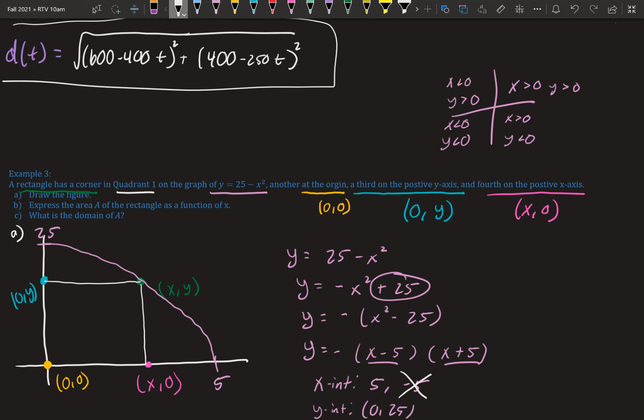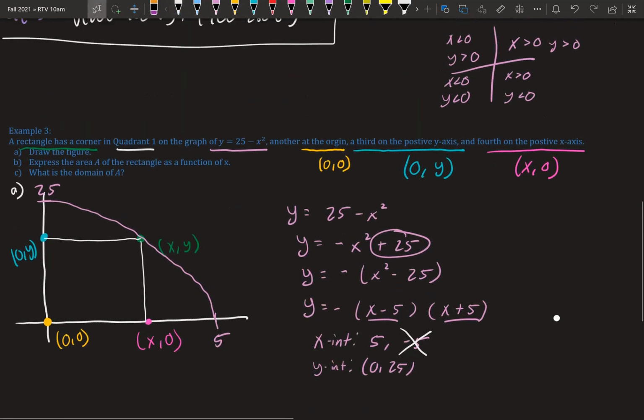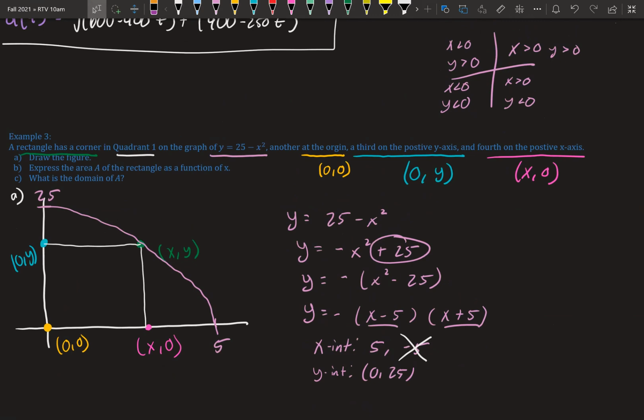All right, let's go to B. Wait, sorry, how do we know where to put the 5? Oh, we just put it somewhere. We know it's not going to be in the rectangle, so we just put it off to the right. Oh, okay. Yeah, we're just creating the graph for ourselves.